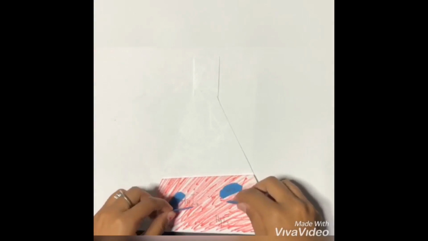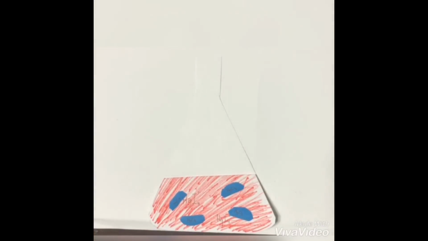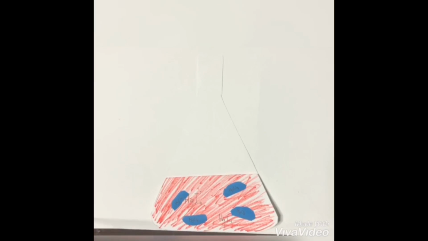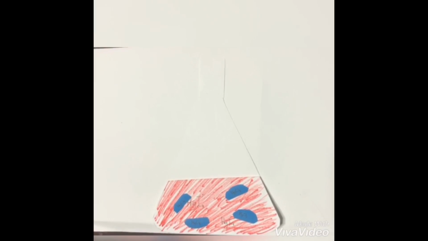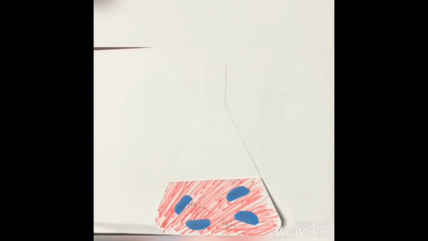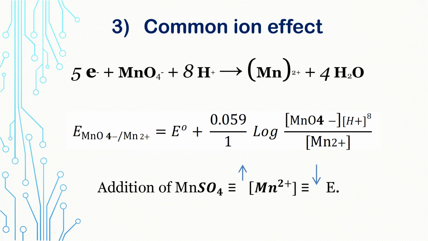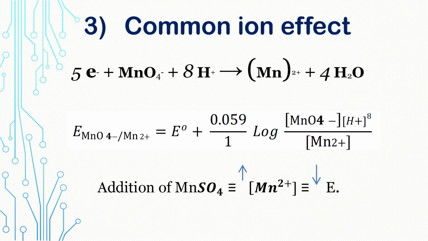A flask containing iodide, then we're going to add mercury chloride to the flask. A soluble complex is formed with the iodide ions, which leads to decreasing the concentration of iodide, by which increases the electron potential. And finally, we have our last factor that affects the Nernst equation. It's called the common ion effect.